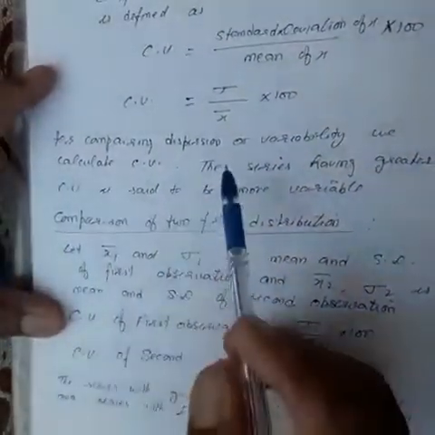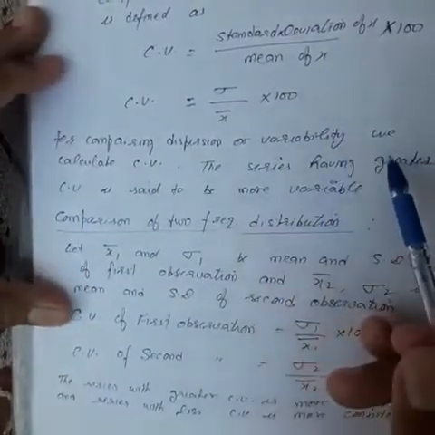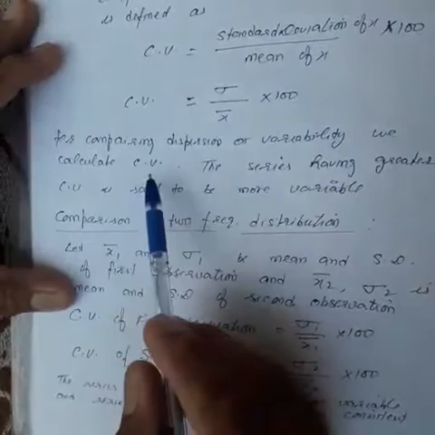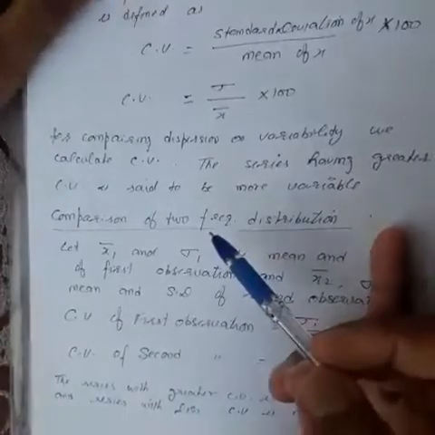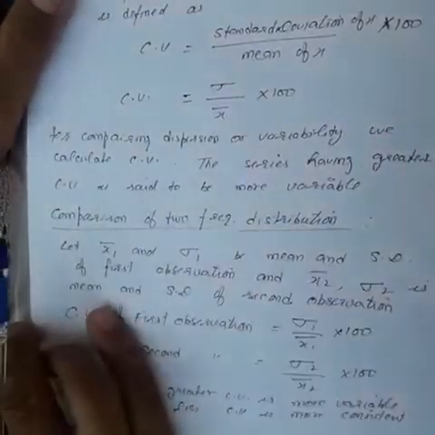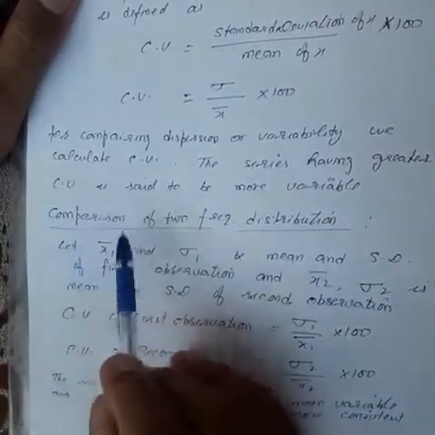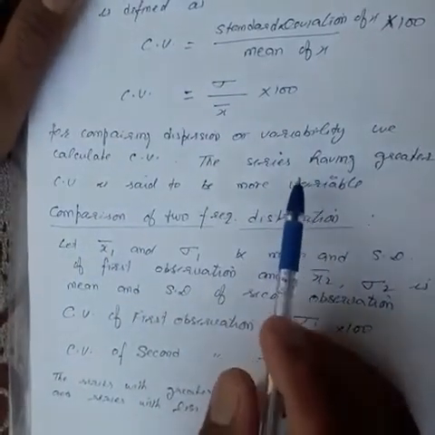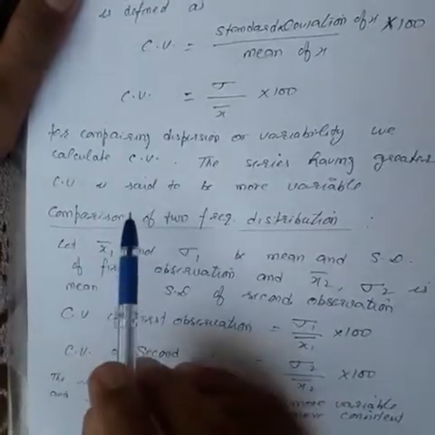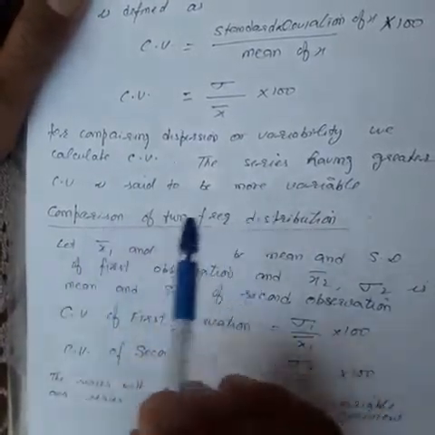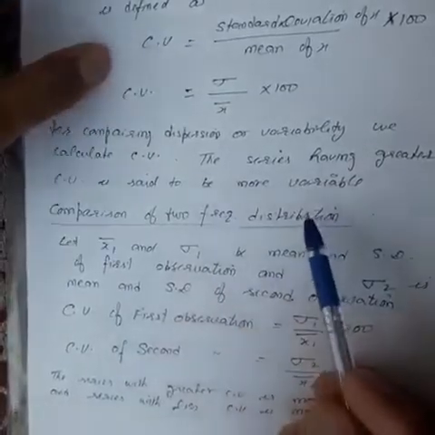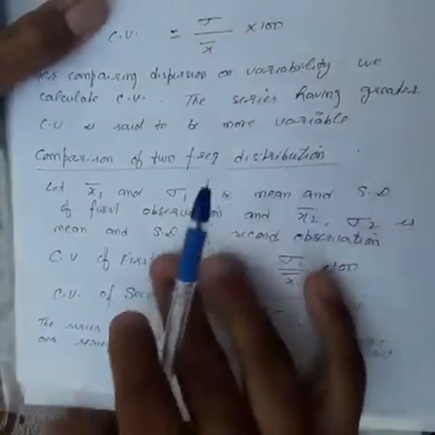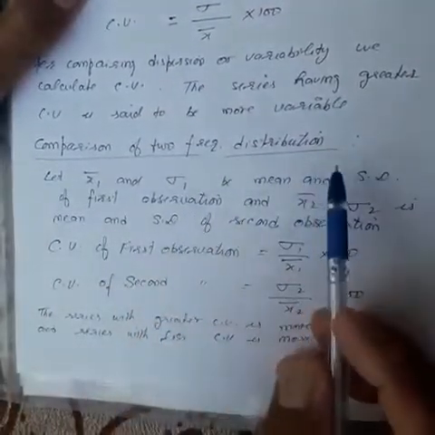Now, for comparing dispersion or variability, we calculate the coefficient of variance. This is mainly calculated to compare variability, and the series having greater coefficient of variance is said to be more variable. On the other hand, the series having less coefficient of variance is said to be more consistent. So with the help of coefficient of variance, we measure the degree of variability. Next is the comparison of two frequency distributions.